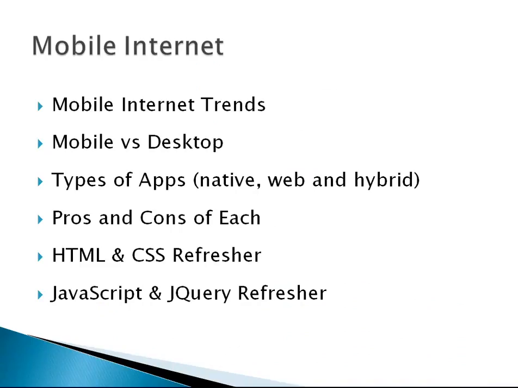In Chapter 1, we talked about just the mobile internet in general, trends, mobile versus desktop. We looked at some statistics. We saw that mobile web browsing has tripled in the last 2 years. We looked at the types of apps available, native, web, and of course hybrid, which is what we've been creating. We looked at the pros and cons of native and web, and we did some refreshers on HTML, CSS, JavaScript, and jQuery.